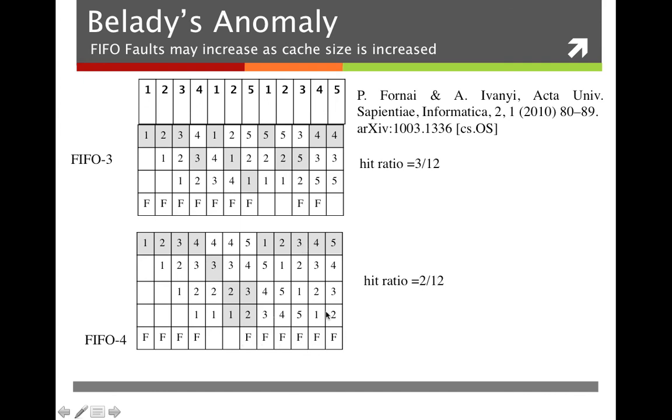When it does, the hit ratio becomes 2 out of 12. So this is the point that Belady made, saying that if I actually use more frames, I may end up having a smaller hit ratio or a larger miss ratio, which would be like 10 out of 12. In the earlier case, it would be 9 out of 12. So that's the whole idea of Belady's anomaly.